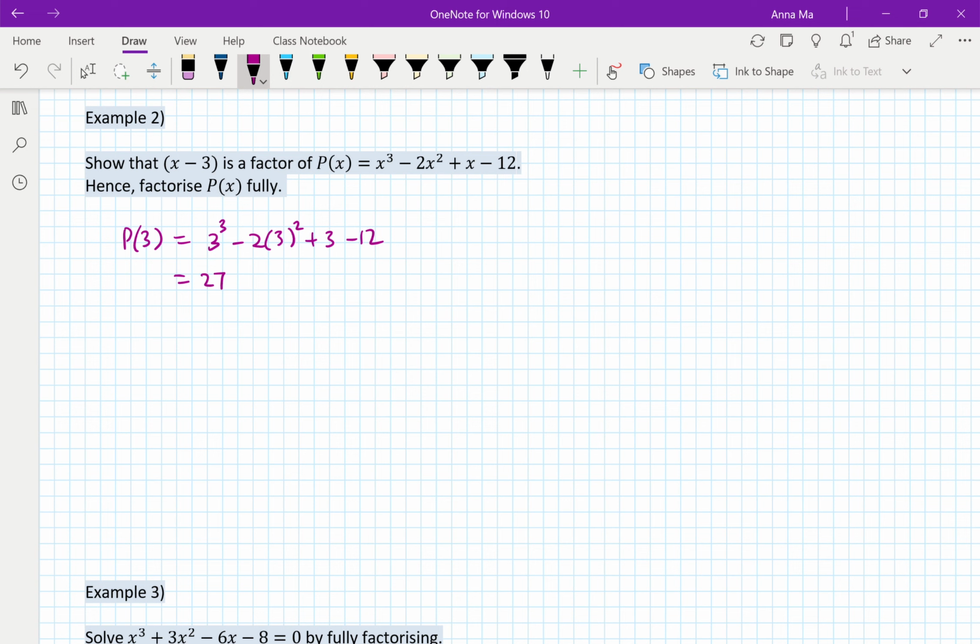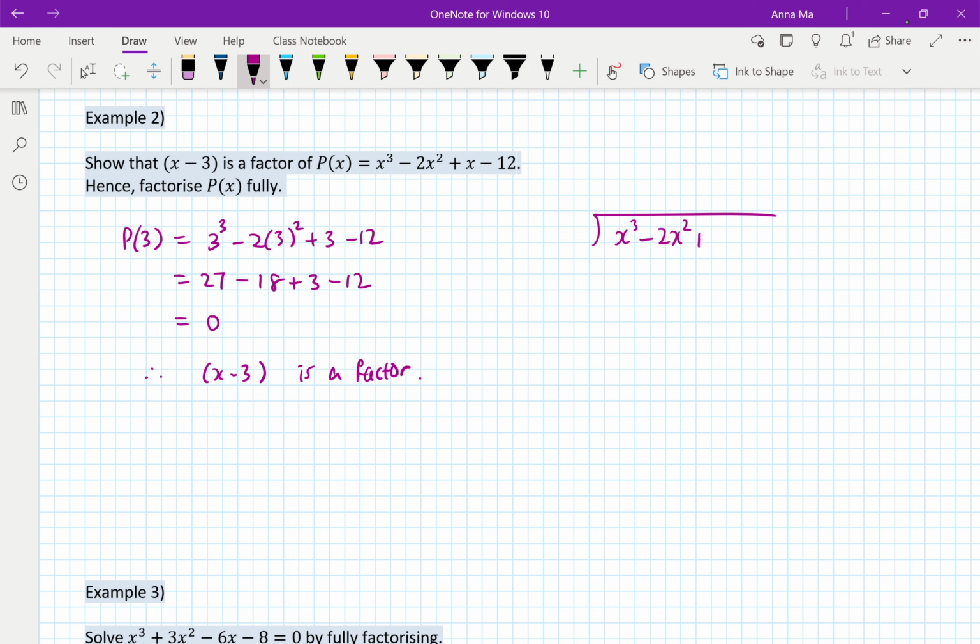Let's just quickly evaluate that. That's 27 minus 18 plus 3 minus 12. That's 30 minus 30. Easy, 0. Therefore, x minus 3 is a factor. And if it is a factor, I should be able to divide it and get the quotient to be its factor as well. So maybe I can do a choo-choo train.